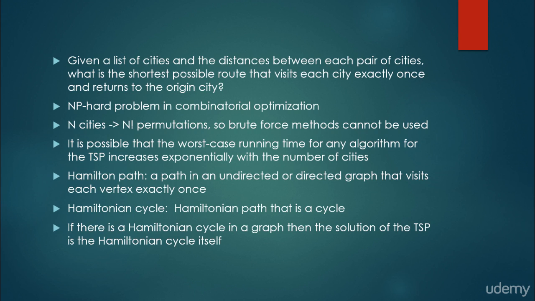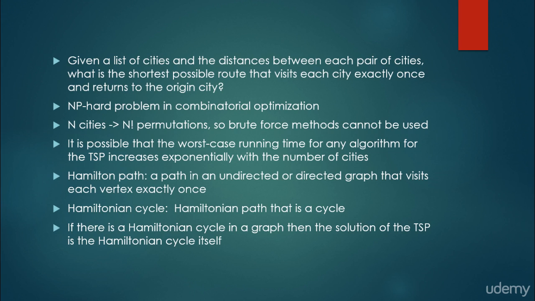So what is the main problem? Given a list of cities and the distances between each pair of cities, what is the shortest possible route that visits each city exactly once and returns to the original city? This is the main question behind the traveling salesman problem. It is a typical NP-hard problem in combinatorial optimization.